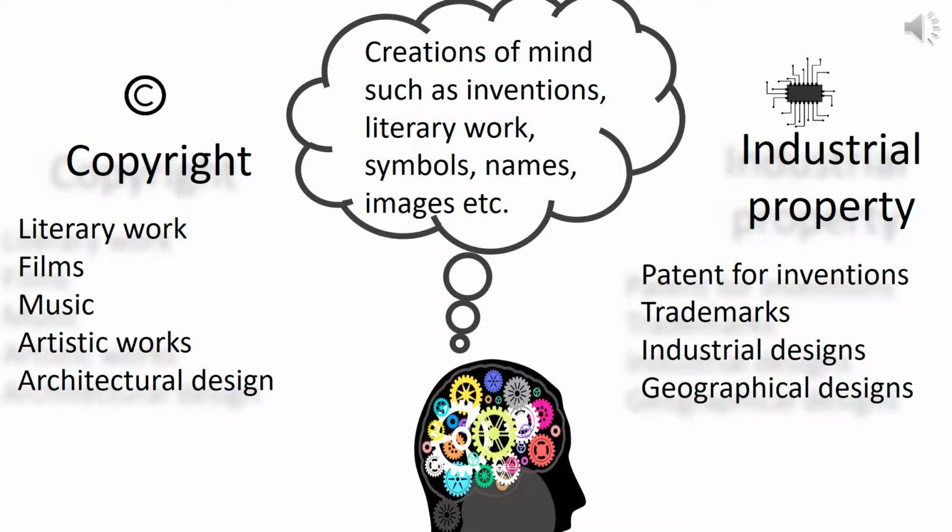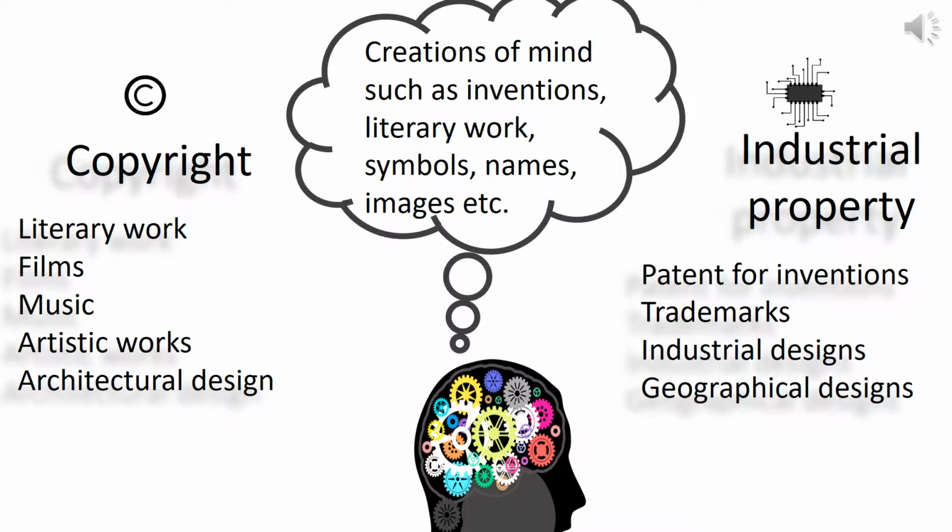In simpler words, intellectual property is creations of the mind such as inventions, literary work, symbols, names, images, etc. It is a category of property that includes intangible creations of the human intellect. Intellectual property encompasses two types of rights.